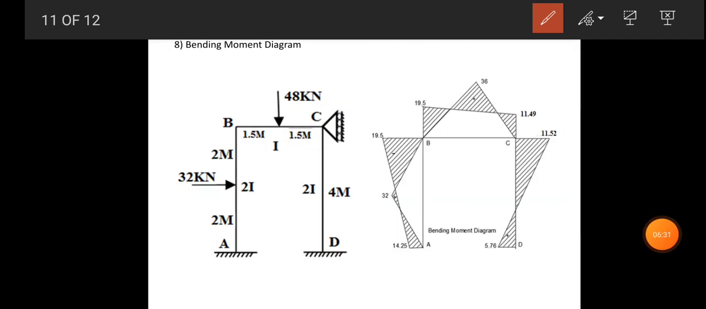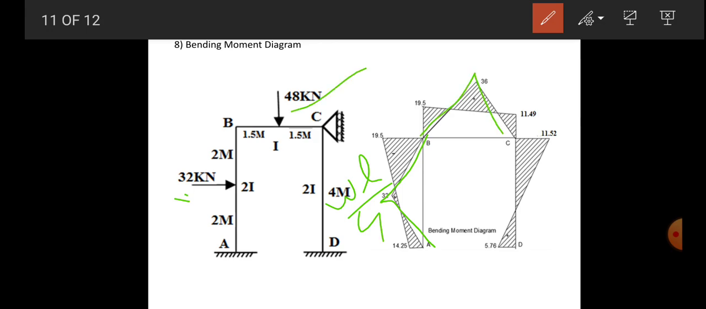Now bending moment diagrams. For the point load of 32 kilonewton, the free bending moment diagram will be in a triangular fashion, WL by 4, where W is 32 and L is 4, so we have 32. And here also, for the point load it is in triangular fashion, again WL by 4, where W is 48 and length is 3, divided by 4, it becomes 36 kilonewton meter.